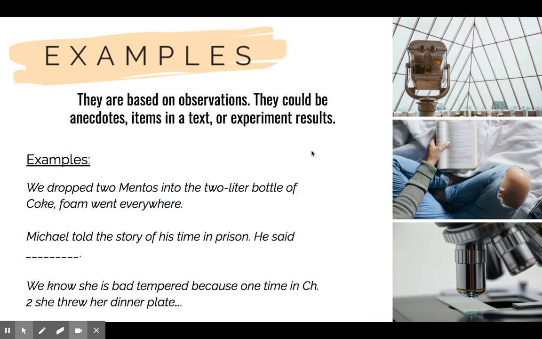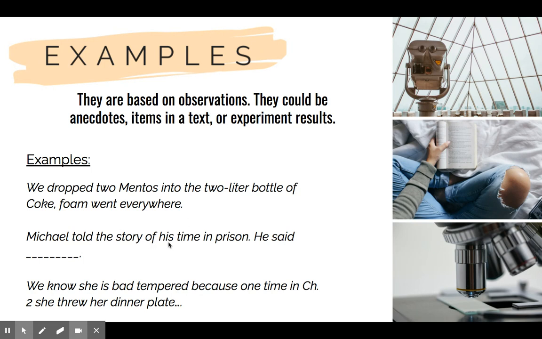And then we have our fourth one, which is examples. Just think about it like observations. They could be anecdotes. Anecdotes would mean a story, items in a text, or maybe results of an experiment if you're talking about something in the science and math field. So an experiment result example would be, we dropped 2 Mentos in a 2-liter bottle of Coke and foam went everywhere. That's an observation from an experiment.